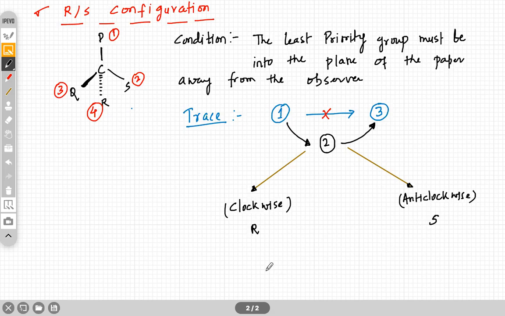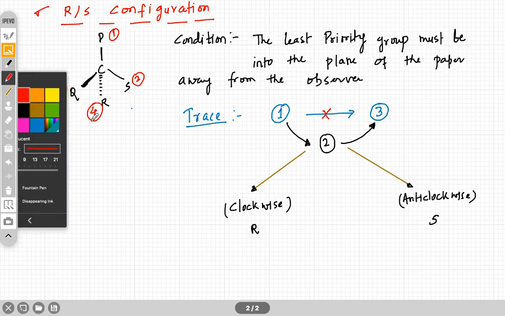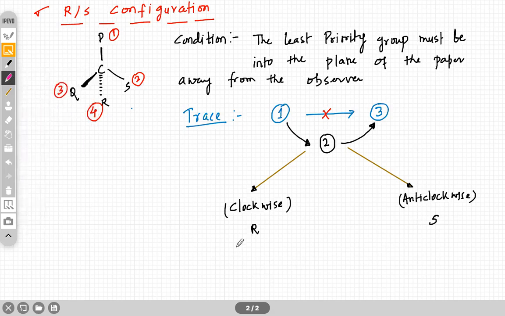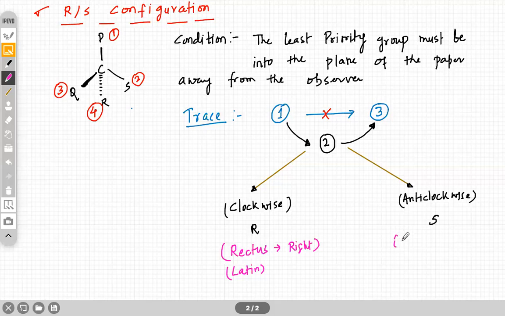R stands for a Latin word. You don't have to memorize this, not that important. R stands for a Latin word, rectus. Rectus means right. S stands for, again, a Latin word, sinister, and this means left. That's why we use this R and S.